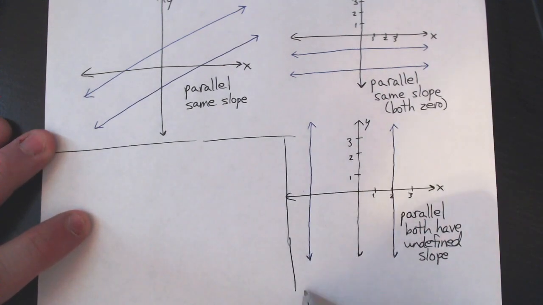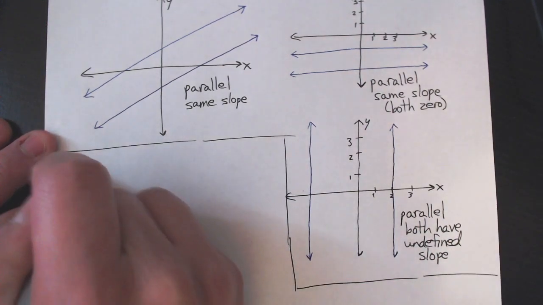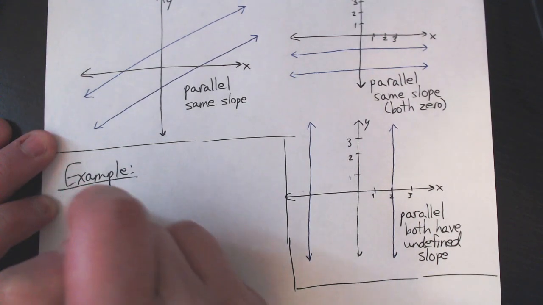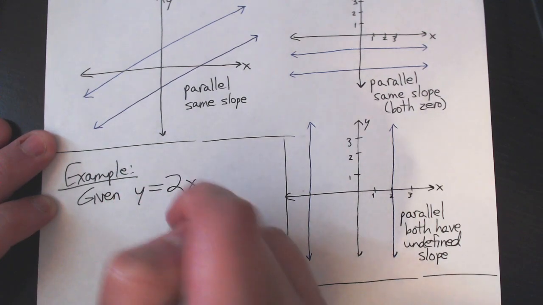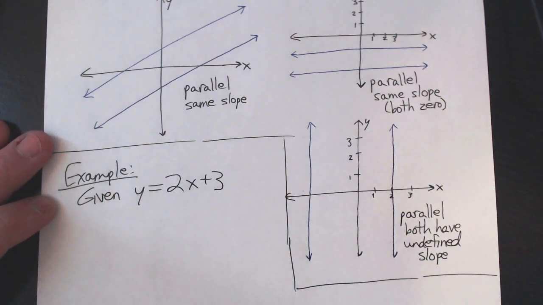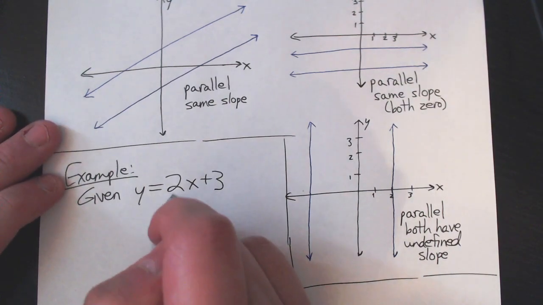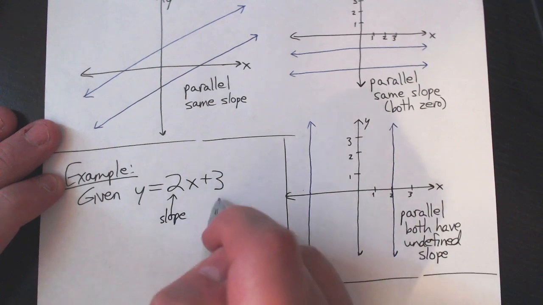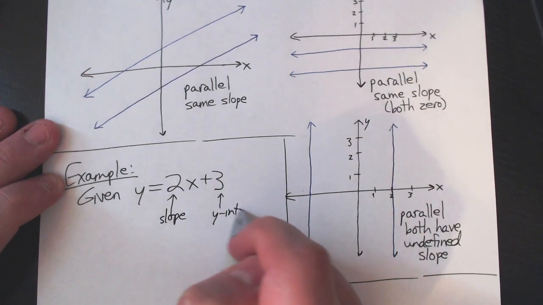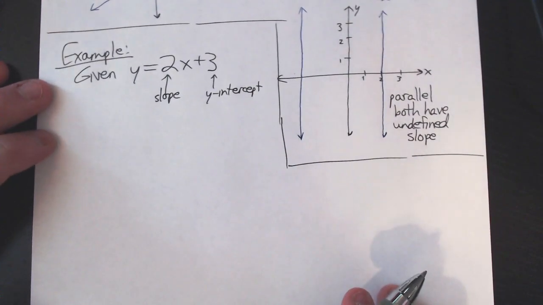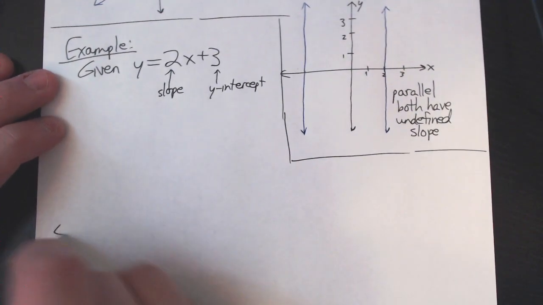Let's do another example. Let's do one that has an actual equation. So example, let's say we're given y equals 2x plus 3. We'll think about this line. That's in y equals mx plus b form, right? Slope-intercept form that we talked about in the previous lesson. So this is the slope, and this is the y-intercept, right? So if we wanted to draw y equals 2x plus 3, we could draw that.